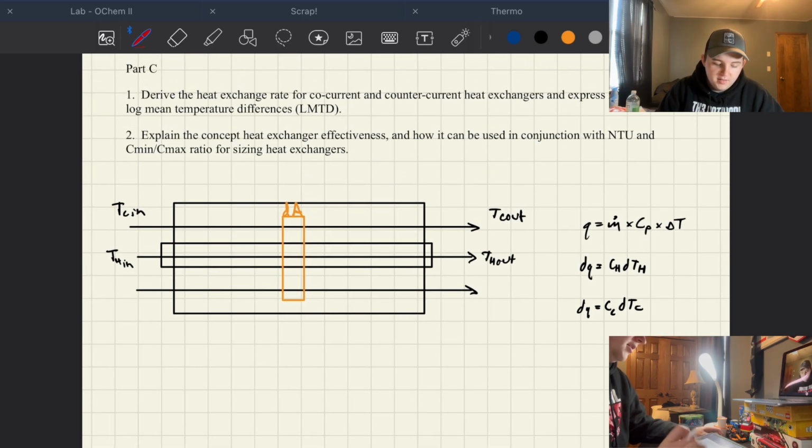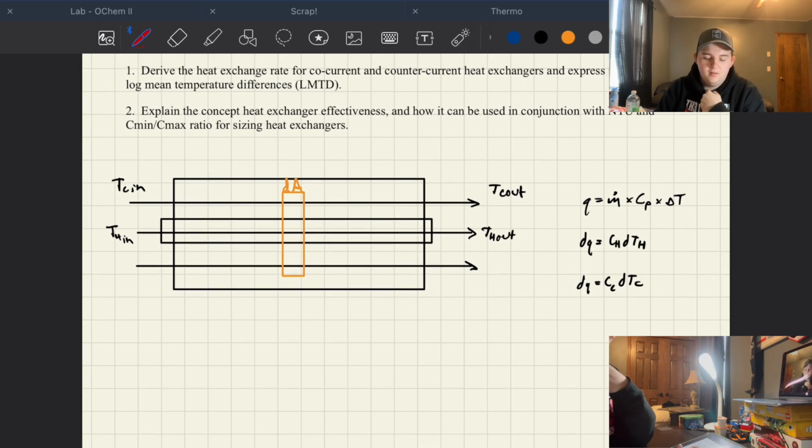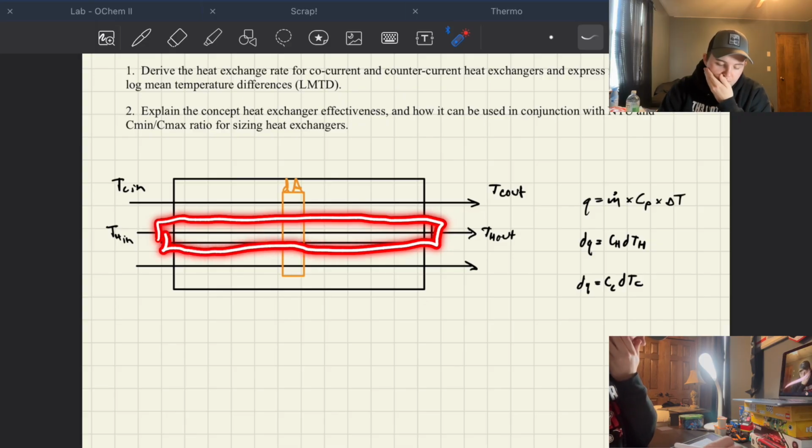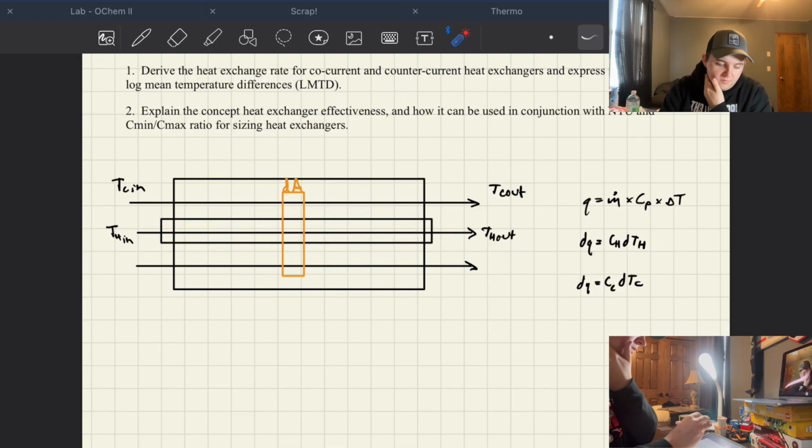So here I just have a heat exchanger. We have our temperature C in and temperature H in. And then we have our temperature C out, TH out, and then we have our dA in the middle. Sorry, I realized there are a lot of lines now that I'm seeing. So this is just kind of like an inner tube where hot water, or hot substance, is going in.